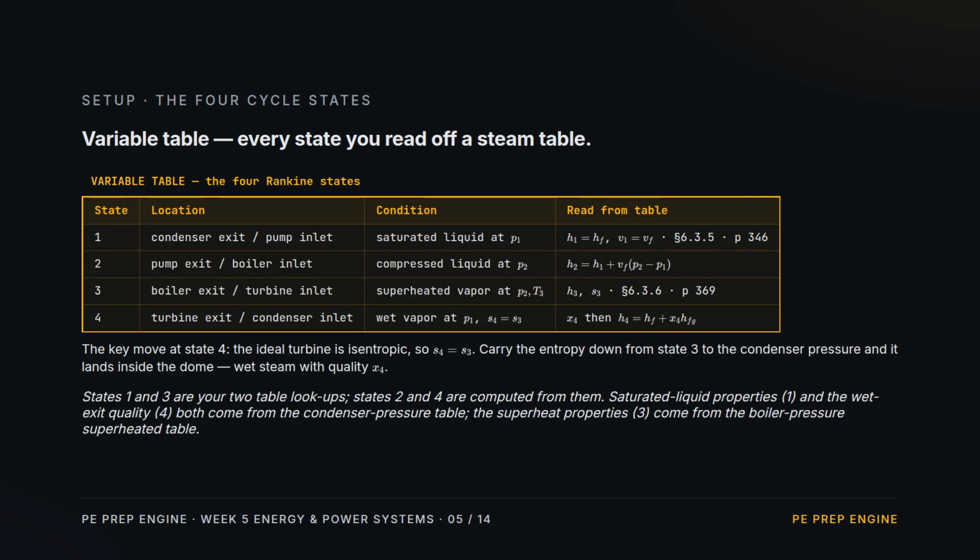The 4 states. State 1 is saturated liquid at the condenser pressure. Read HF and VF. State 2 is computed from the pump shortcut. State 3 is superheated vapor at the boiler pressure and temperature. Read enthalpy and entropy. State 4 is the turbine exit at the condenser pressure, where the isentropic constraint sets entropy 4 equal to entropy 3. That entropy lands inside the dome, so state 4 is wet steam with quality X4. States 1 and 3 are your lookups. 2 and 4 are computed from them.